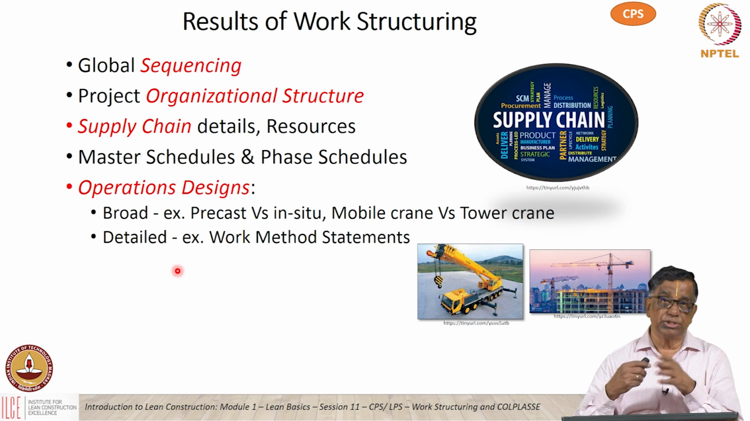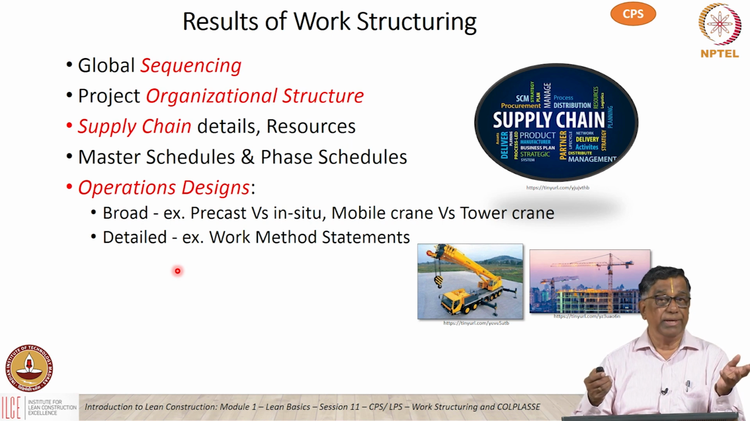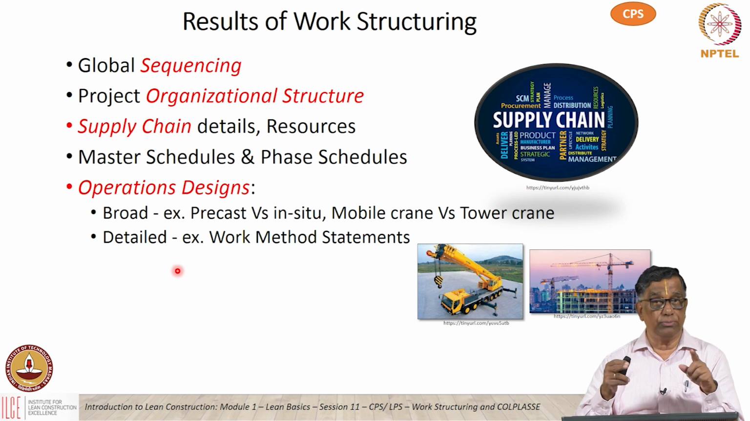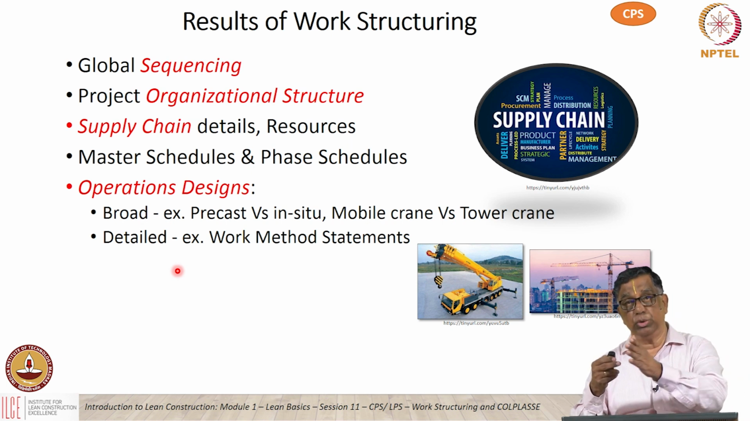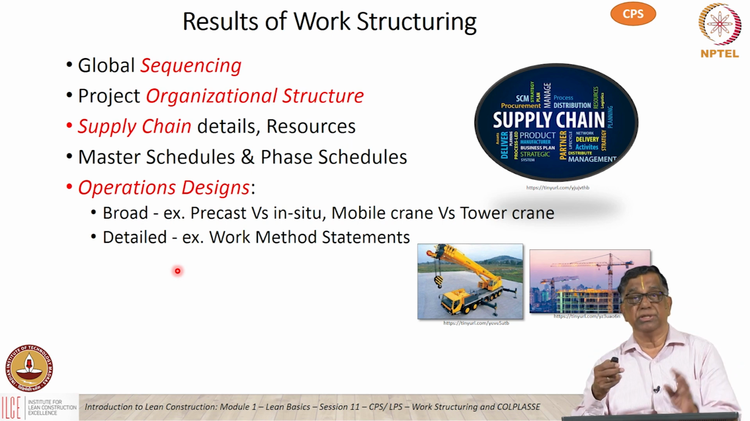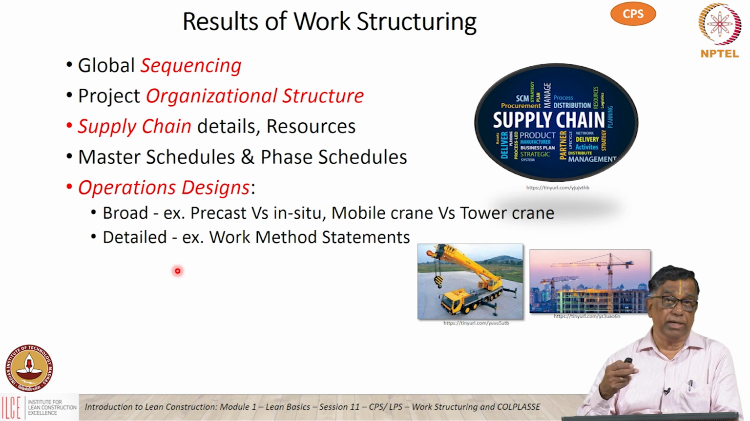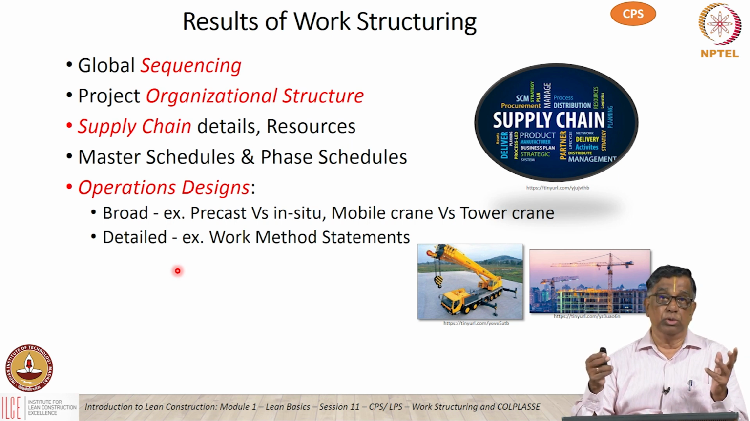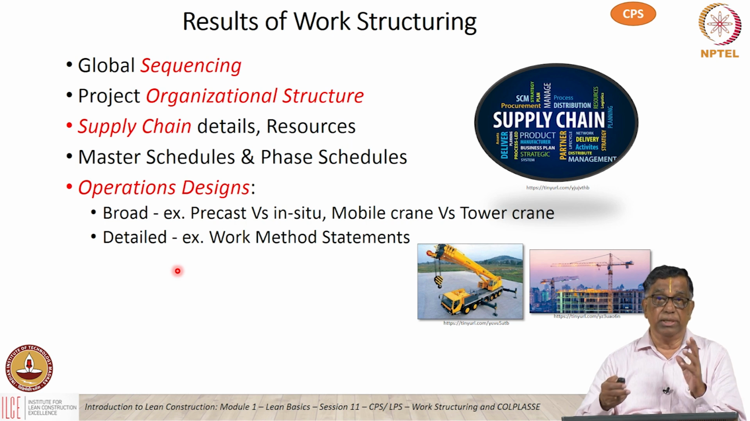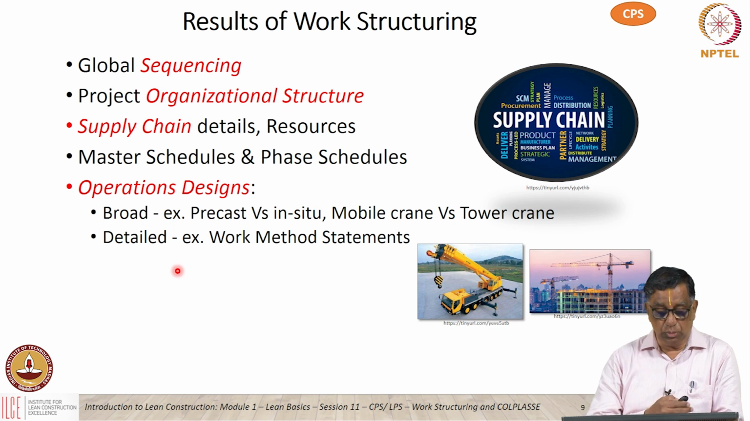Once you complete the work structuring, what do you get as results? We get the complete global sequencing, which you require for making the milestone planning to start the CPS process. Then we get the organizational structure: how many places you need to work simultaneously, and what the supply chain system is. So the supply chain details, what kind of resources, the broad equipment: whether we need a 300-ton crane or a 200-ton crane, a mobile crane or a tower crane. All the decisions have to be made a priori, in the beginning itself, in the work structuring process. Otherwise, we get into problems later on. And then you also get the master schedules and the phase schedules as a result of work structuring.